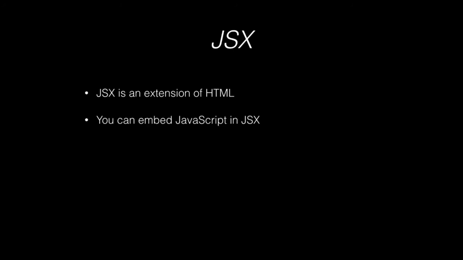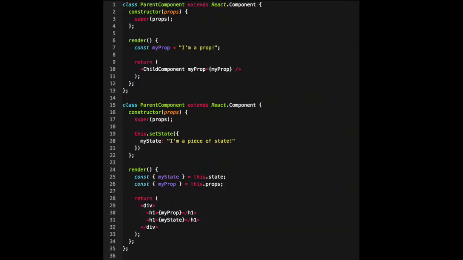And the final concept here is JSX. So JSX is an extension of HTML. You can embed JavaScript in JSX, and you can also treat JSX as an expression. And that's what you've been looking at the whole time here. So this right here is a JSX expression. It's allowing you to write HTML in your JavaScript so that you can have that more fine-grained control over your UI.